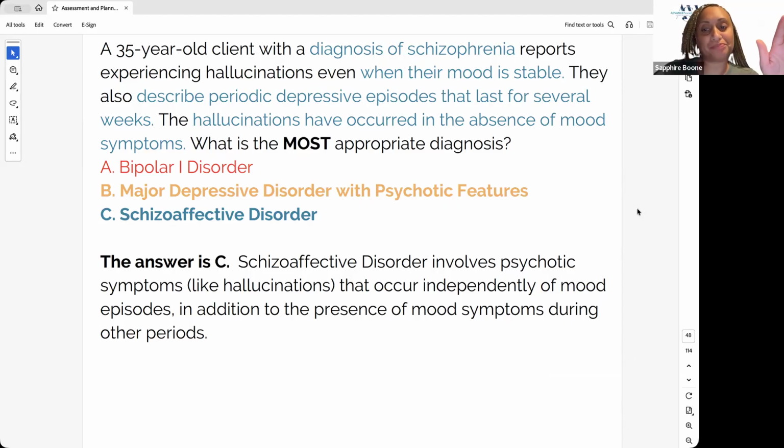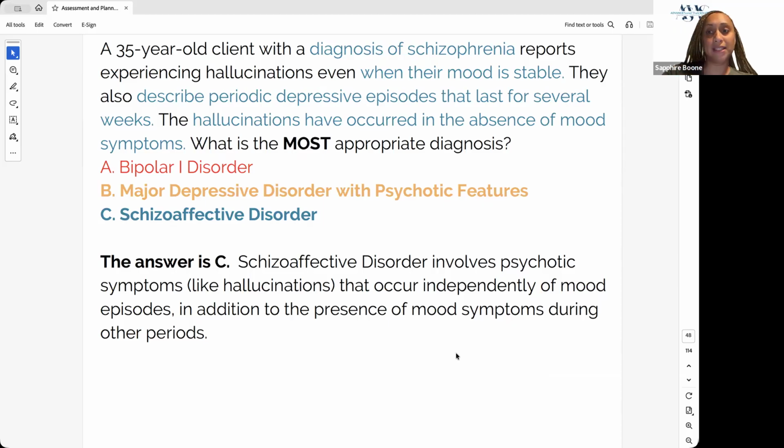Let me say it one more time. Schizoaffective, it's almost like go to the root word, right? So schizoaffective, the schizo is tricky. In schizoaffective, the psychotic symptoms occur independently of mood episodes. So with schizoaffective, you're going to have your schizophrenia and some mood happening on top of the schizophrenia.